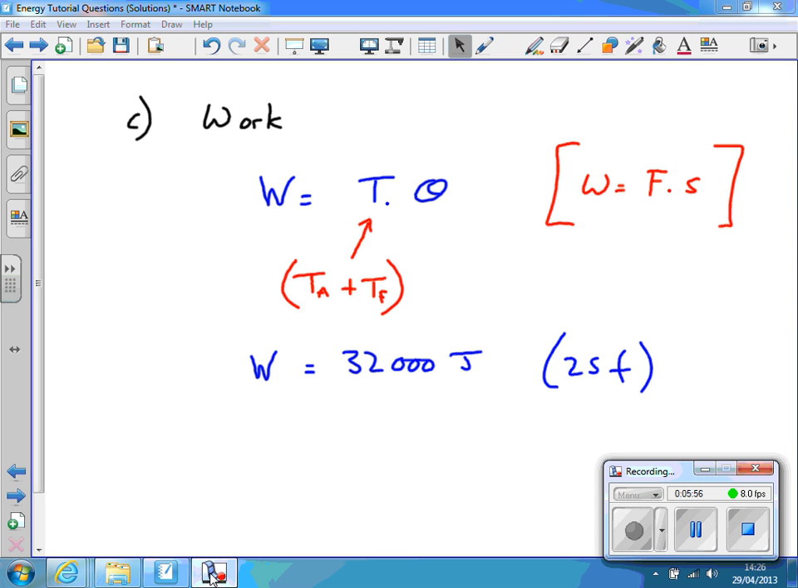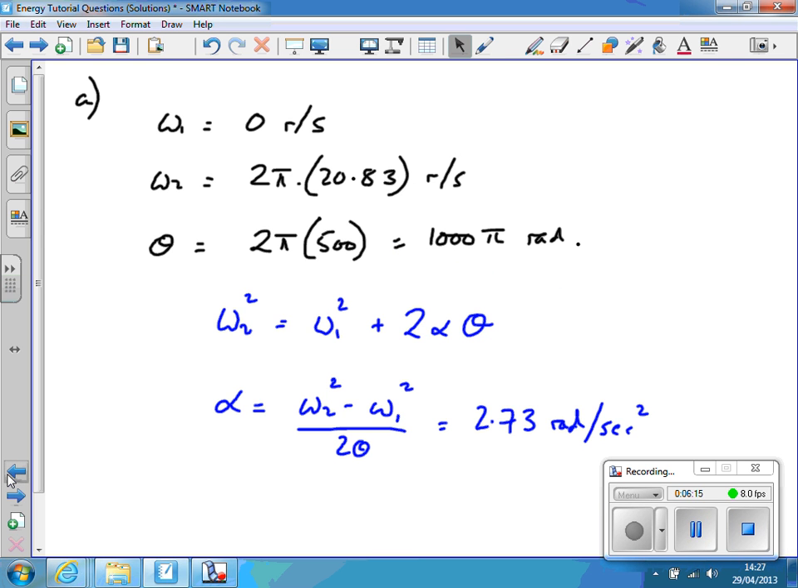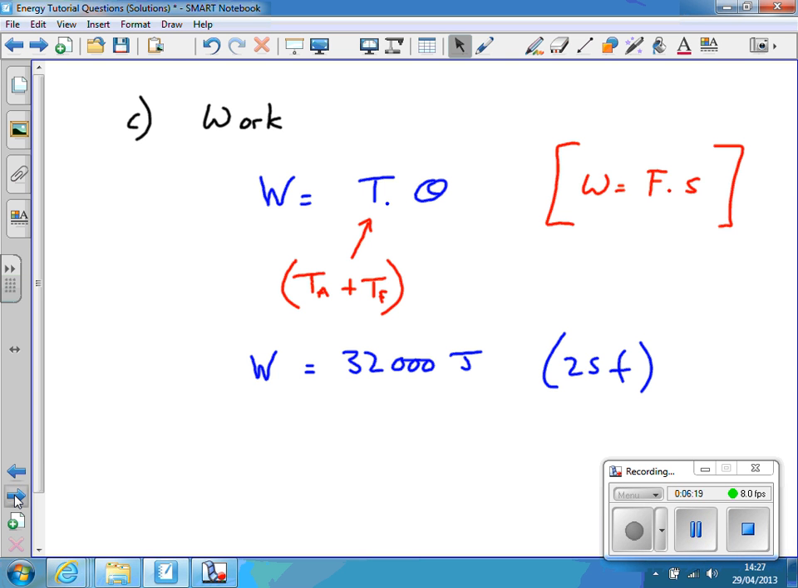So in this question, if you'd been asked to find the work done, then you would have had to go back. You'd have to have found the torque. How would you have found the torque? You'd have found the angular acceleration, which would have meant you'd have had to go back to part A and find the angular acceleration, and then you could have found the work done. So it could be a process of working your way backwards to come up with the final answer.